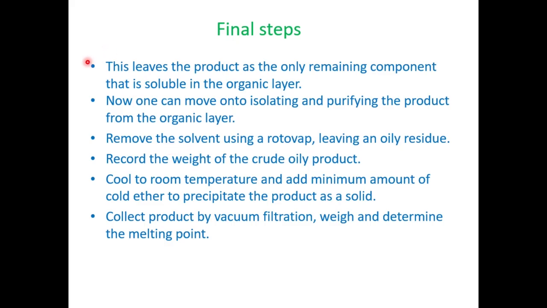So then we move to the final steps, and this leaves the product as the only remaining component that is soluble in the organic layer. Now one can move on to isolating and purifying the product from the organic layer. Remove the solvent using a rotovap, and that leaves an oily residue behind. Record the weight of the crude oily product at this point. Cool to room temperature and add a minimum amount of cold ether to precipitate the product as a solid. Then collect that product by vacuum filtration, weigh it and determine the melting point.